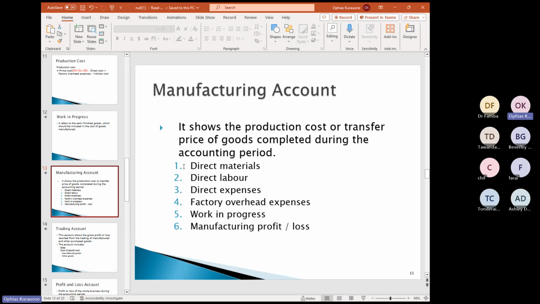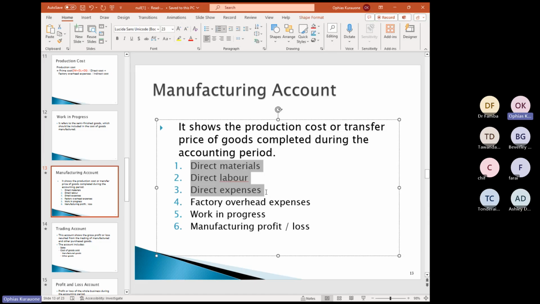For example, we've got direct labor, we've got direct materials, and direct expenses. All these three are called prime cost, or direct cost. Then you've got fixed overhead expenses, work in progress, manufacturing, profit and loss.